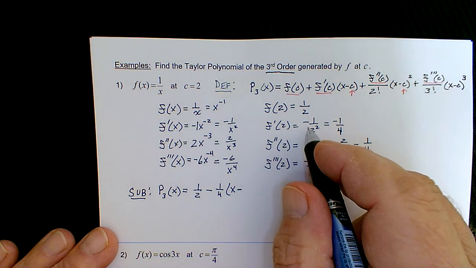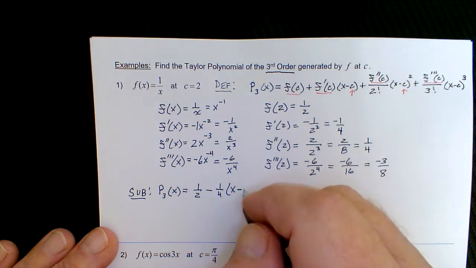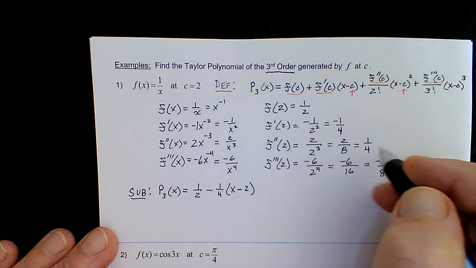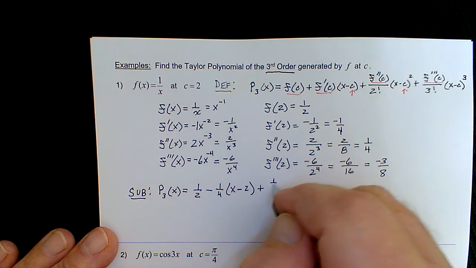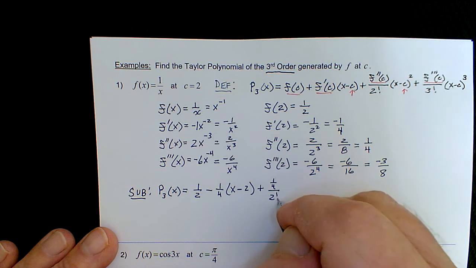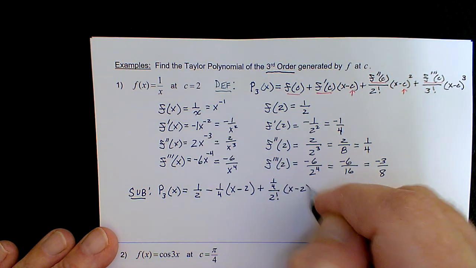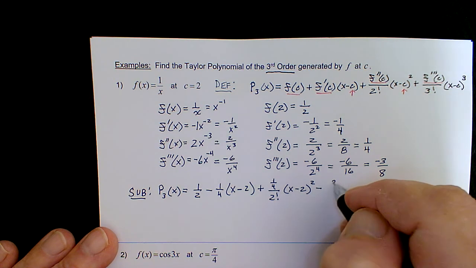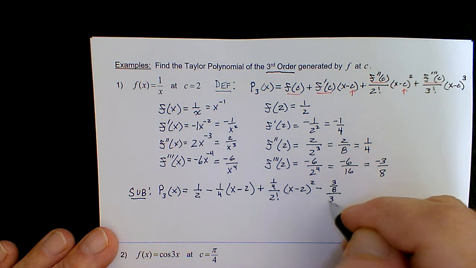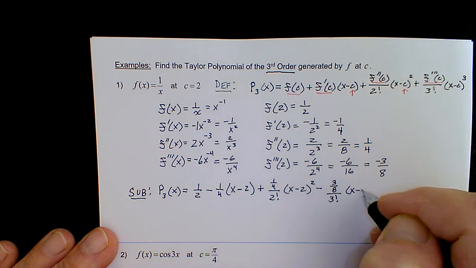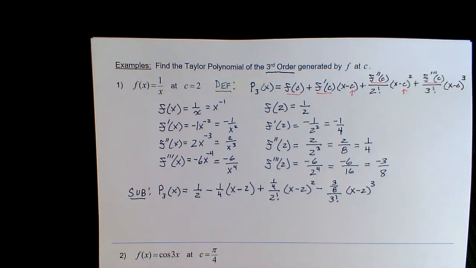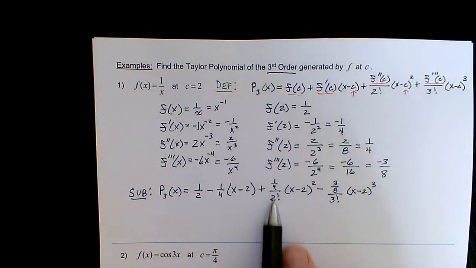So we had f prime of 2, f prime of c, x minus c is 2. Next term, plus f double prime was 1/4 over 2 factorial times x minus c, which is 2 quantity squared, and then plus f triple prime, so that was a negative 3/8 over 3 factorial, and then times x minus c, which is 2 again, quantity cubed. And at that point, you want to simplify these terms, the complex fractions.